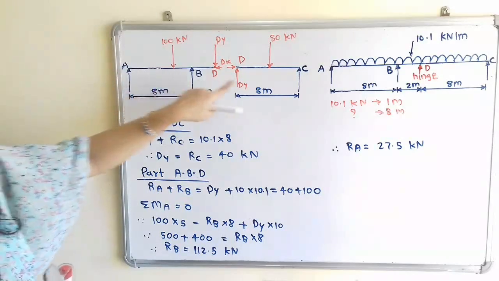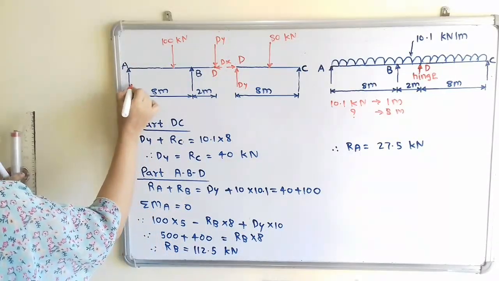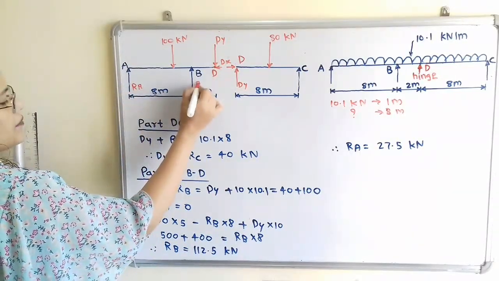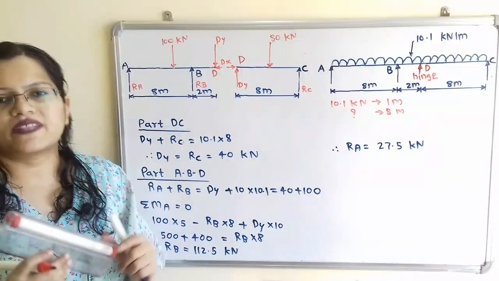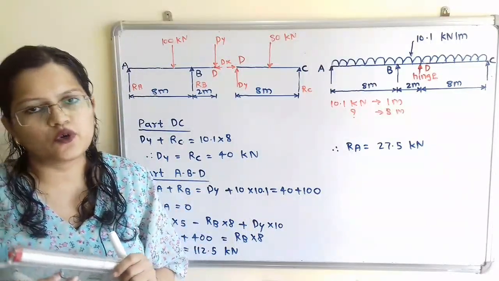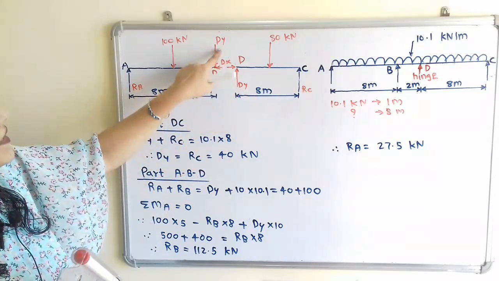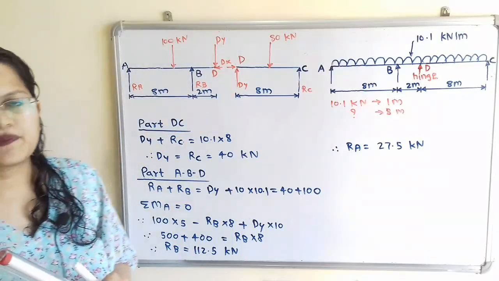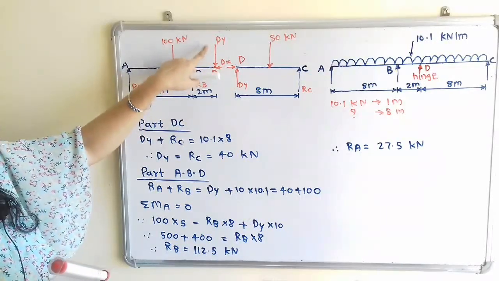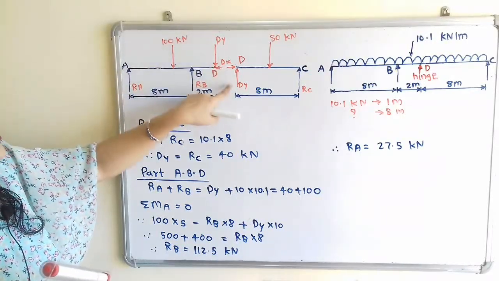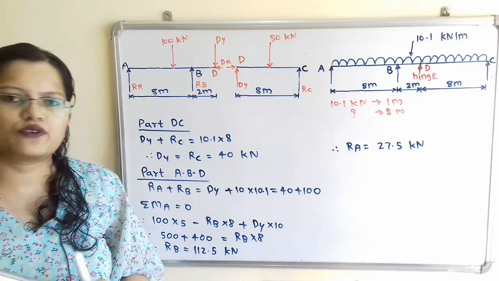Now these are the support points at A, B, C. So we have to show the reaction at these points, that is RA, RB, RC. Now from the free body diagram we have to find out the unknown terms. So which are the unknown terms? RA, RB, RC as well as the vertical load at point D. Because when we calculate the shear force diagram, we require to find out this vertical load at the hinge point D. So it is necessary to find out the magnitude of Dy.